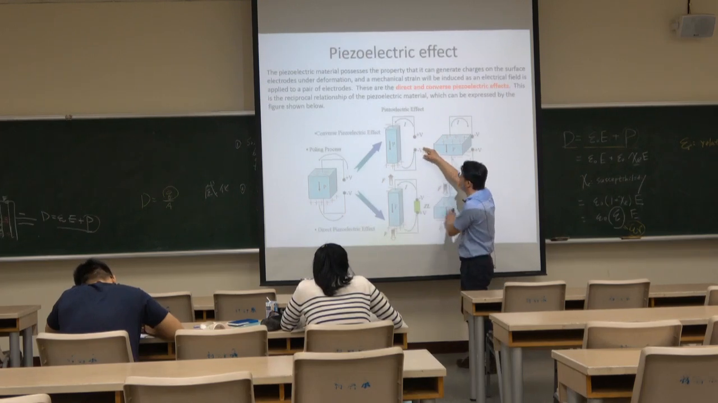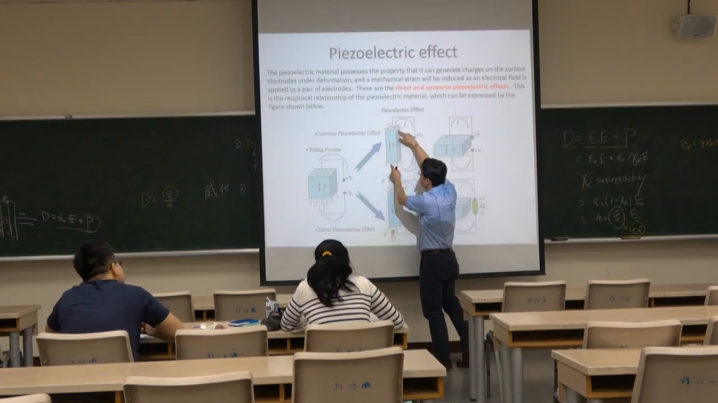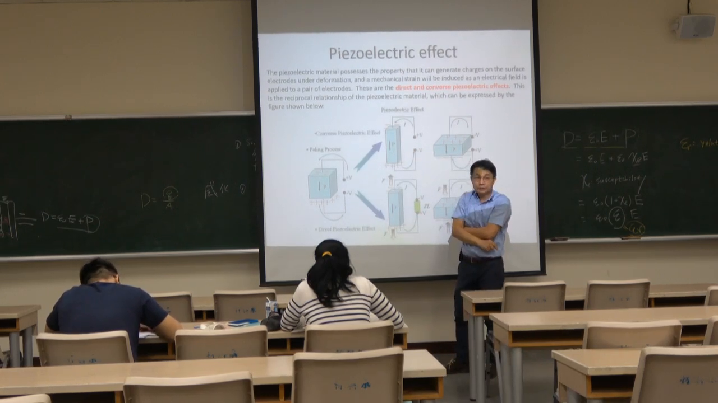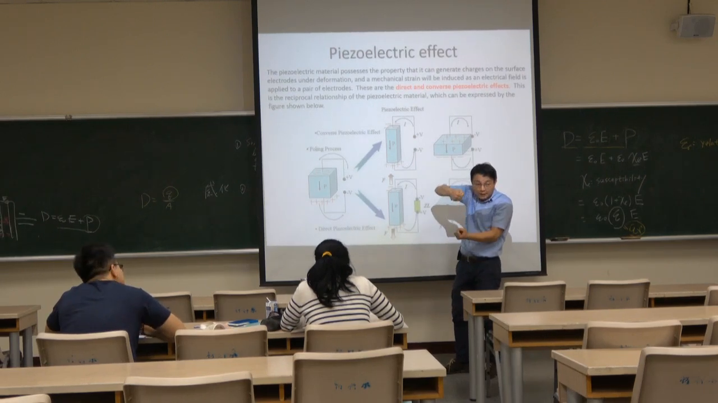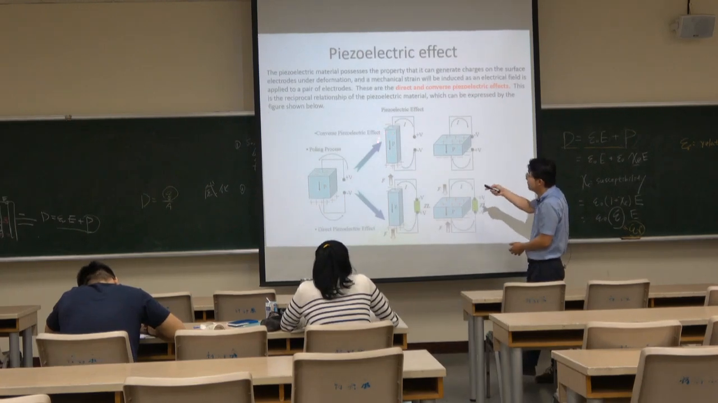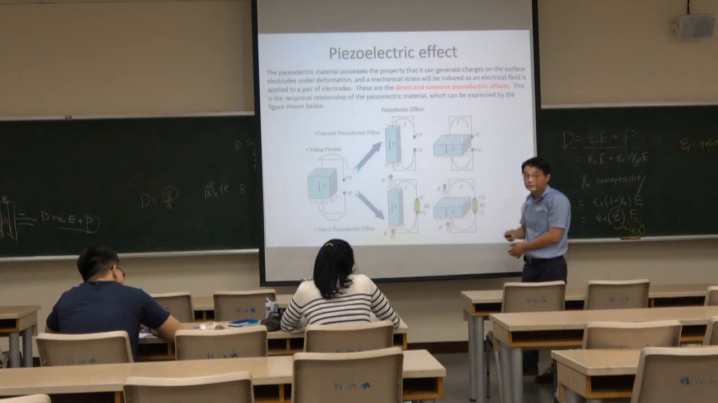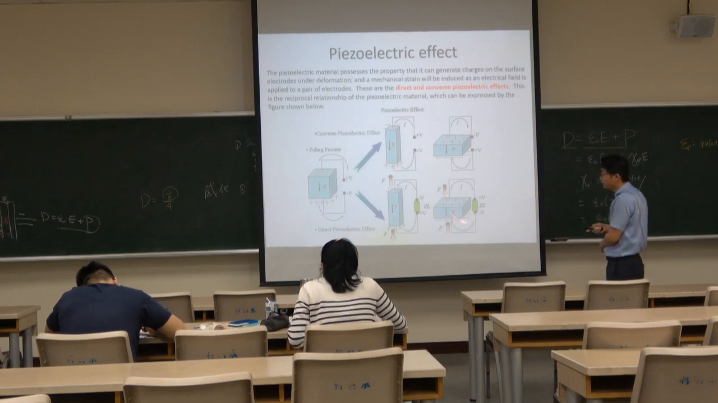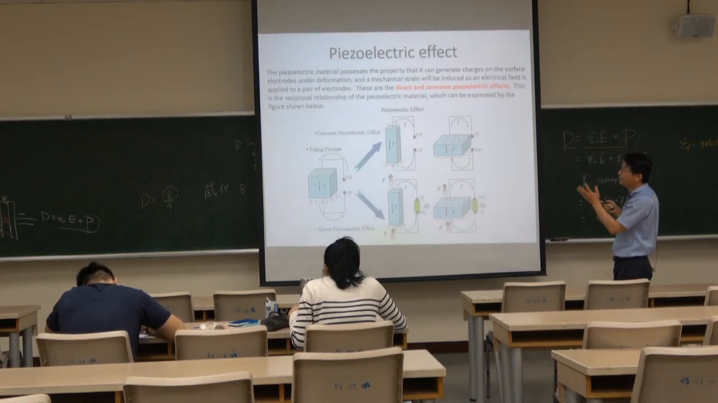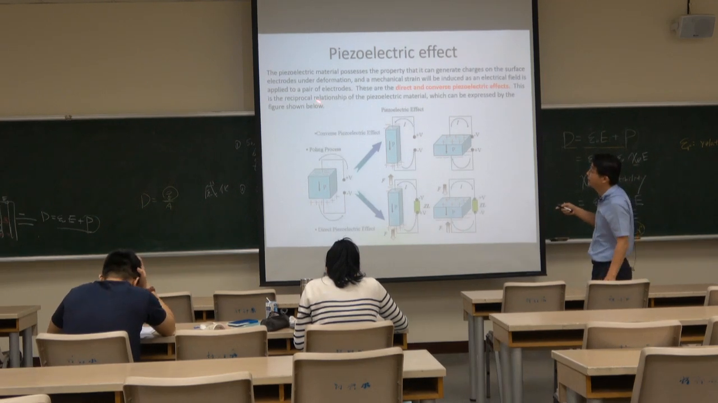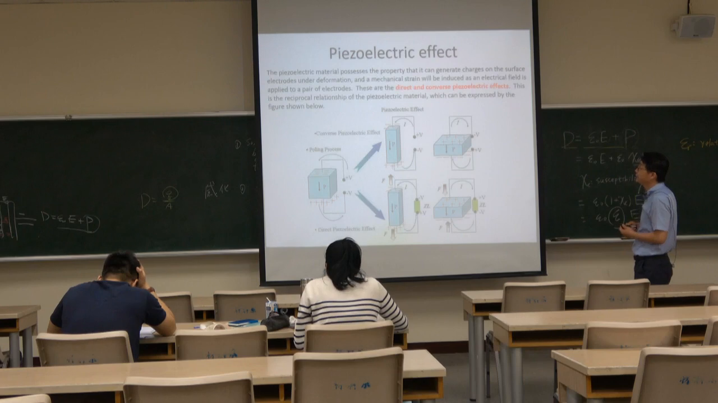In contrast, if you apply electricity, the inside polarization will be changed, which forces the dimension to change. Therefore, this becomes the converse piezoelectrical effect. Later on, I will explain this term further. So accordingly, you have the direct and converse piezoelectrical effect. This is a reciprocal relationship of the piezoelectrical materials.